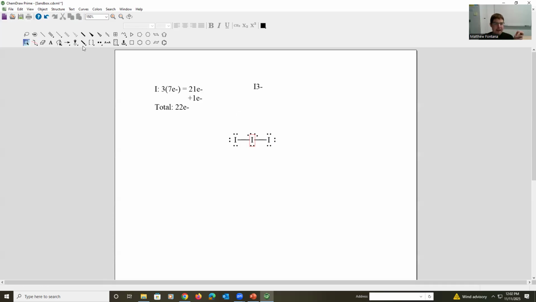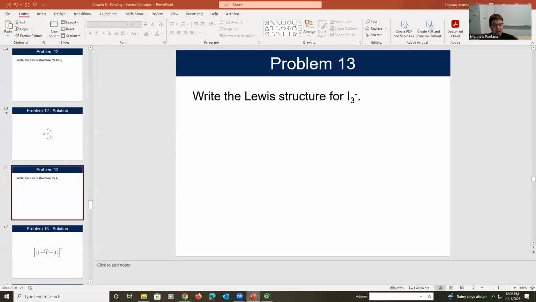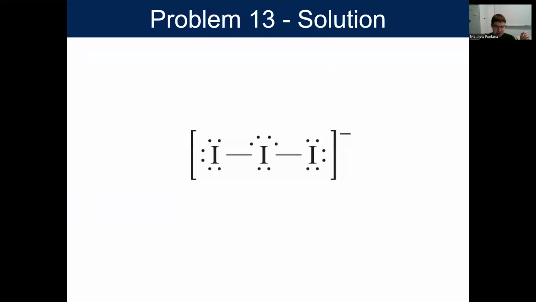So here we then have that. And then remember, it's I3 minus. So we're going to put brackets around it, and then we're going to put the little negative charge up on the side. And then we are good. And so this is going to be the correct Lewis structure for I3 minus. Okay. And so the solution is going to look maybe something like this.